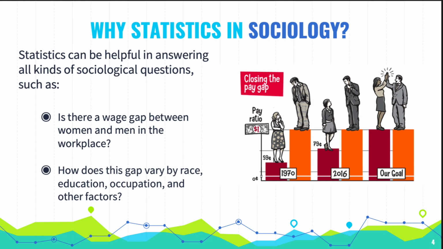Statistics can be helpful in answering all kinds of sociological questions, so I picked one you're probably familiar with, the idea that there is a wage gap by gender, also a wage gap by race, education, occupation, other factors. This is a really common stream of research to explore in sociology. It's really important because we want to make sure that there are equal opportunities and equitable opportunities for anybody entering the workforce. Benefits everybody.